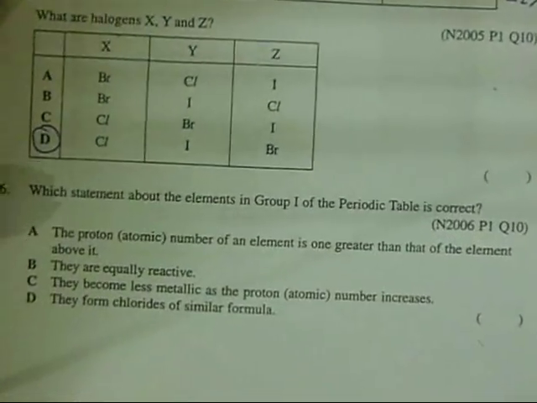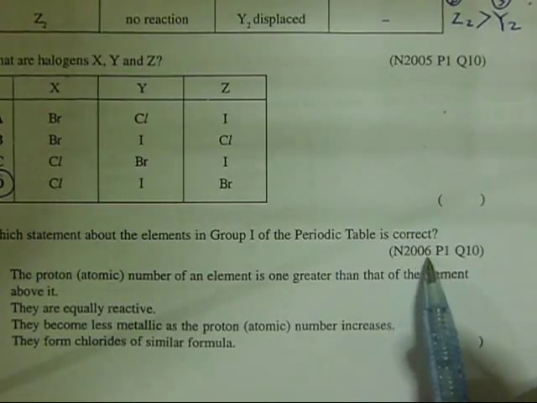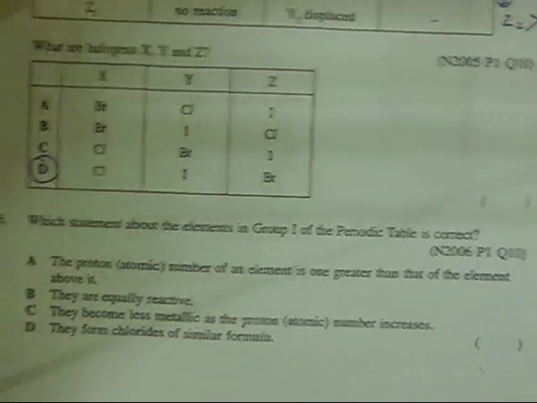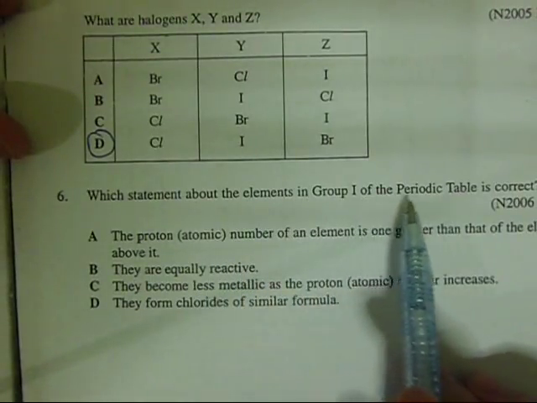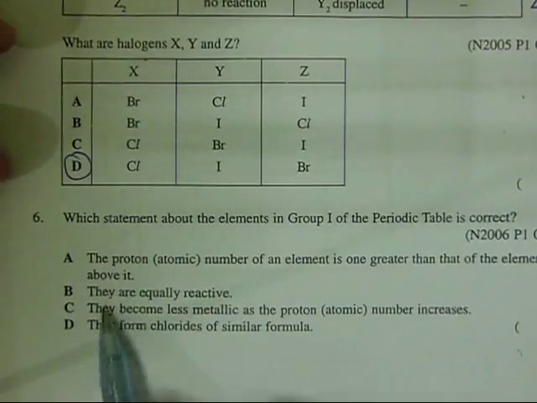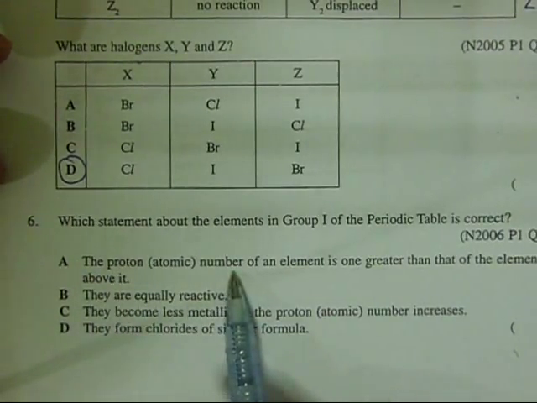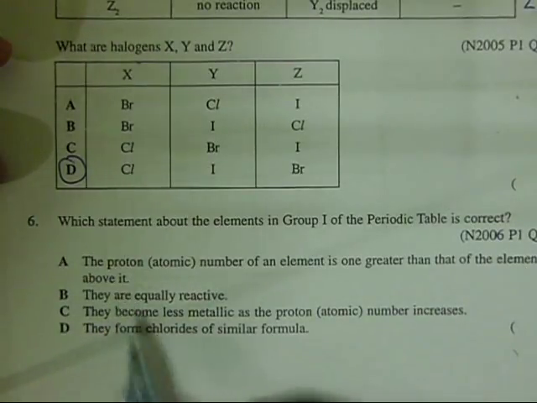Alright, let's go to number 6. The next question is from November 2006, paper 1, question 10. Which statement about the elements in group 1 of the periodic table is correct? Group 1, okay, let's go through these options one by one. The proton number of an element is 1 greater than that of the element above it.